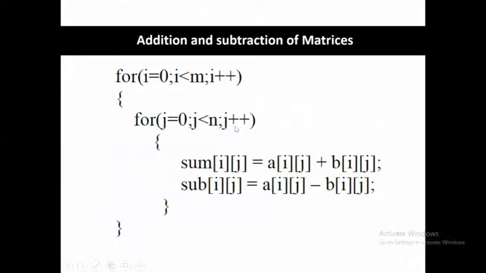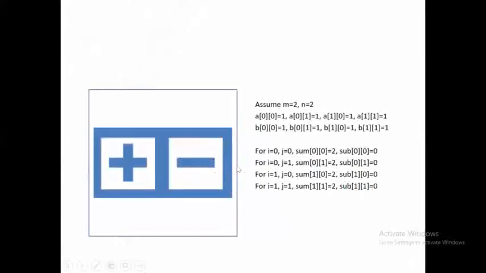j is going to be incremented, that is, you are incrementing the column. Previously the j value was 0. Now the j value is 1. The condition 1 less than 2 is again true. Sum of 0 1 is equal to a of 0 1 plus b of 0 1, that is 1 plus 1, 2, and 1 minus 1, 0, right?